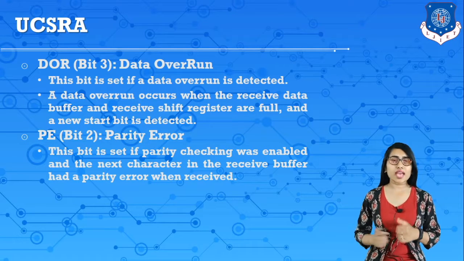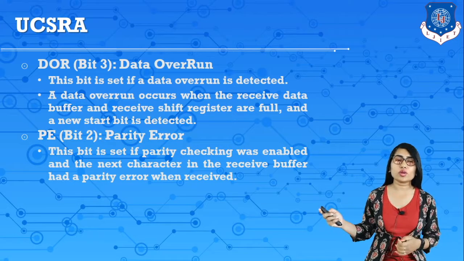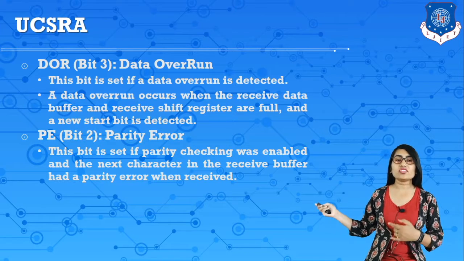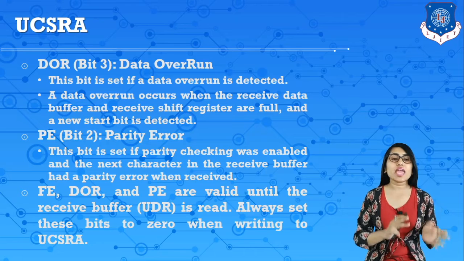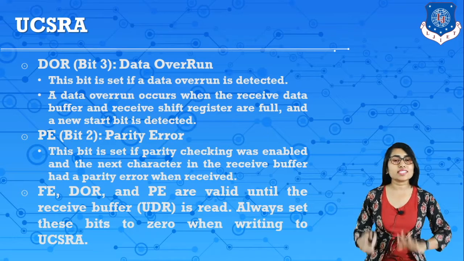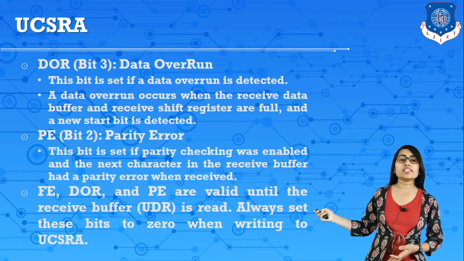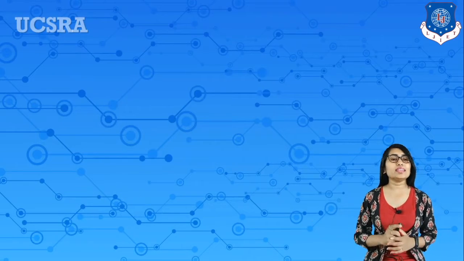This bit is set if parity checking was enabled and the next character in the receive buffer had a parity error when received. Now next, these FE, DOR and PE are valid until the receive buffer is read. Always set this bit to 0 when we are writing to the UCSRA register.